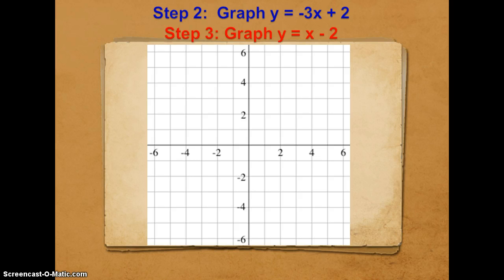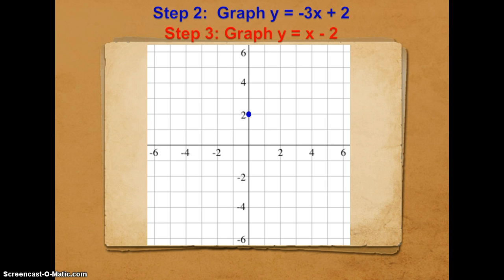Okay, so let's graph the blue line. Y is equal to negative 3x plus 2. Where do you start? Did you say start with 2? If you did, that's great. So you start with 2, that will be your y-intercept. So go ahead and plot that point. Okay, there it should be.